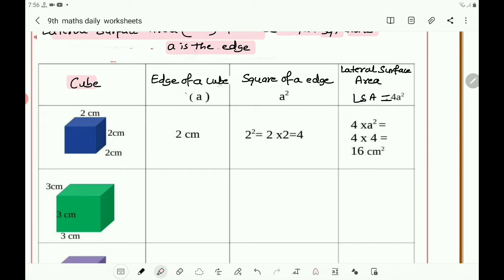It is a cube and the edge of the cube is given. Take the square of the edge and then find the LSA of the cube. So the first one, here the edge is 2 centimeter. A equals 2 centimeter. Then find the square of the edge, that is 2 square. 2 square means 2 into 2, that is 4. Then LSA equals 4a square. 4 into a square means 4 into this 4. 4 into 4 is equal to 16 cm square.